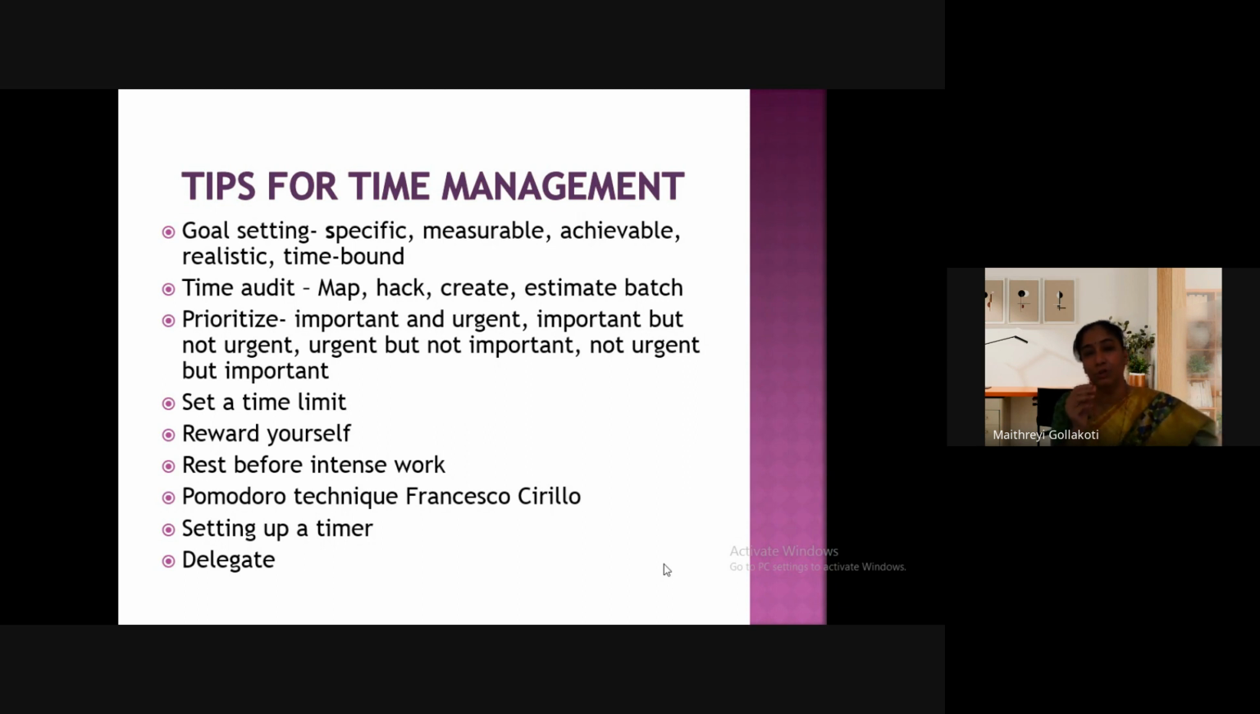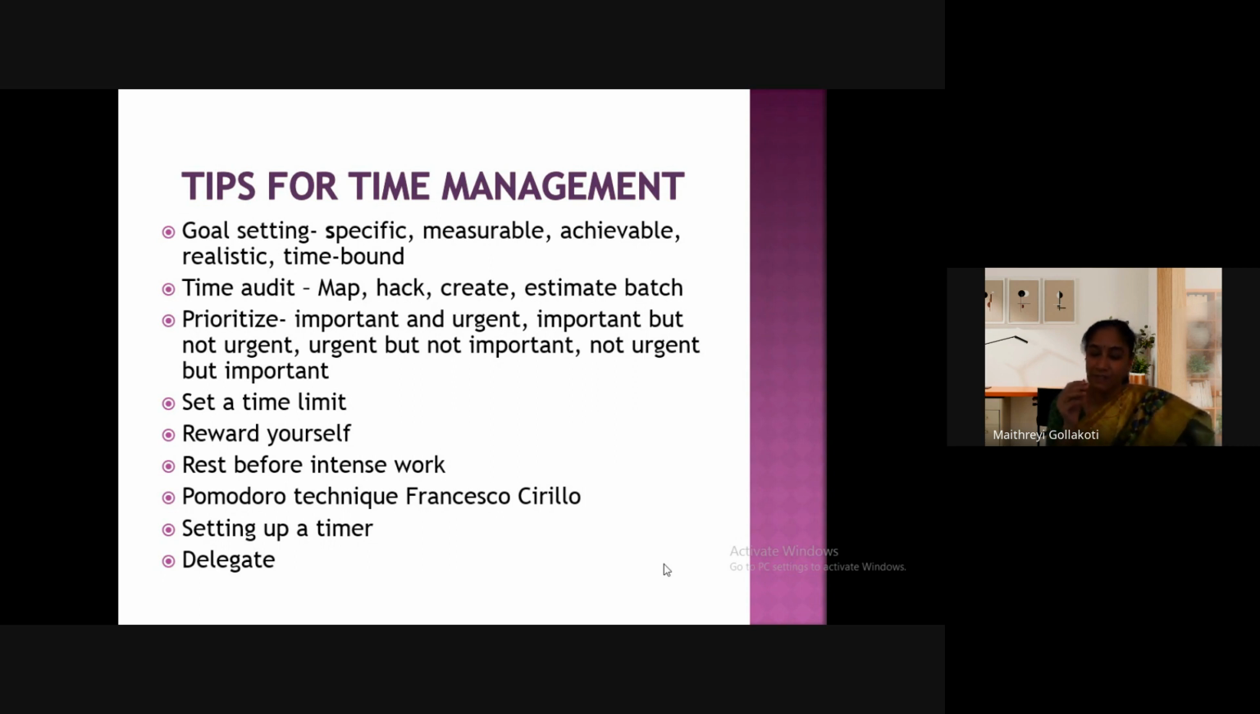Suppose I have to correct my assignments. Okay. So what can I batch with this? I can do corrections. I can post the marks. I can put them in the register and I can submit. All these tasks I can do together because all of them are related, isn't it? So like that you see which tasks are related and combine them and do them in a single batch so that you will be finished with that.